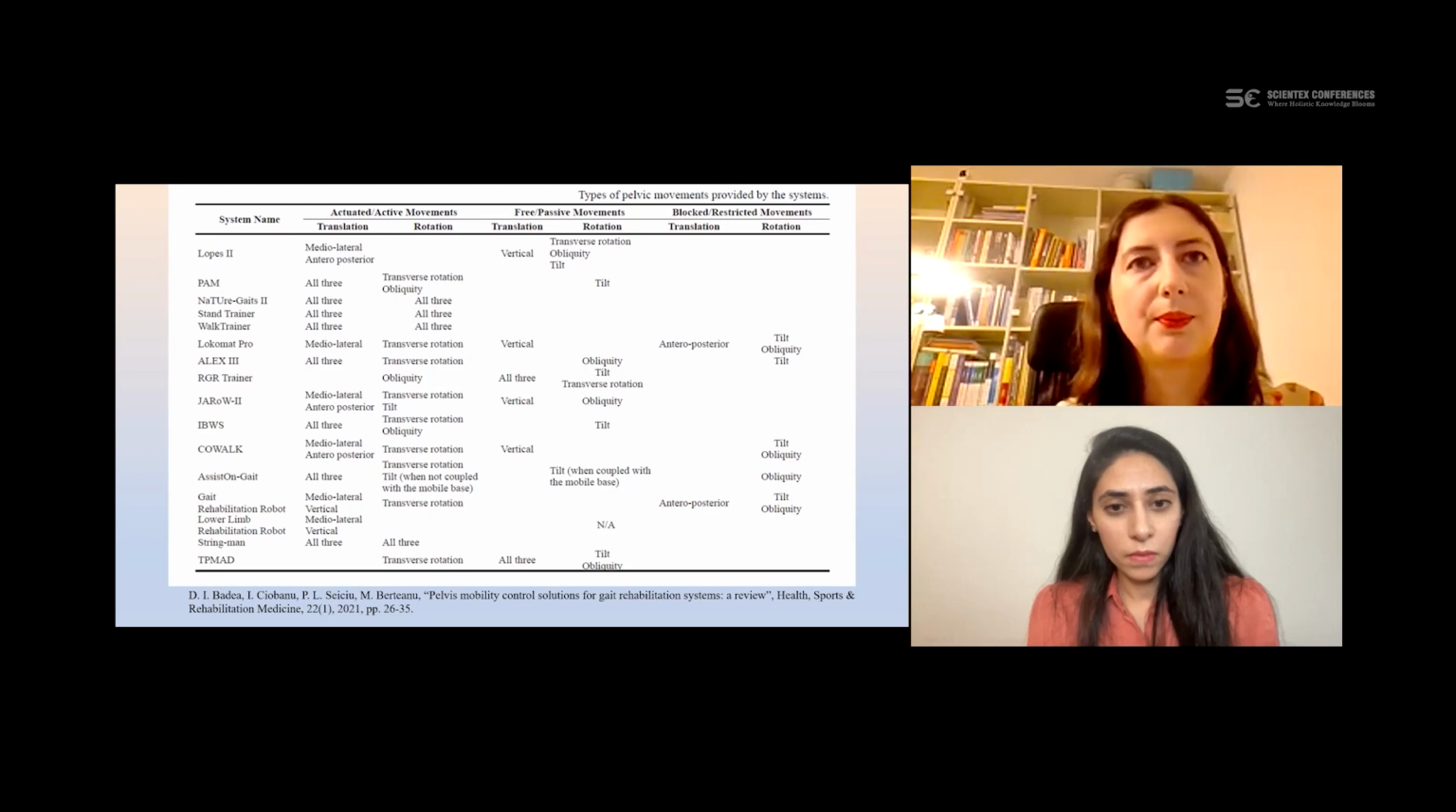Lopez 2, PAM, RGR Trainer 02, IBWS, Stringman, and TPMAD, which stands for Trunk and Pelvis Motion Assistant Device, actuate some motions, while the rest of them are passive or free. RGR Trainer and TPMAD provide only 1 active movement, the rest of them being free. Lopez 2 and Locomat Pro provide only 2 active movements.